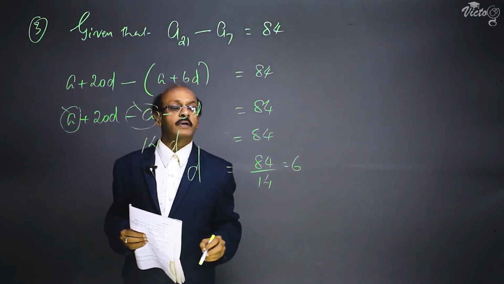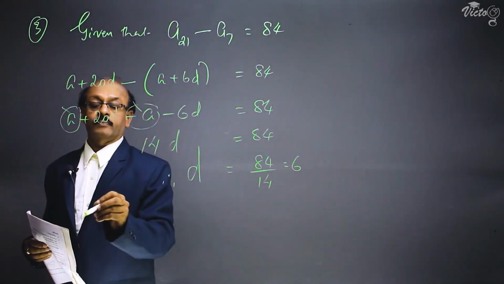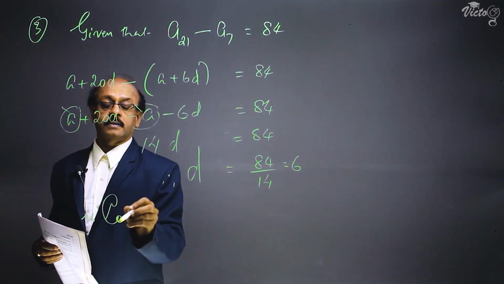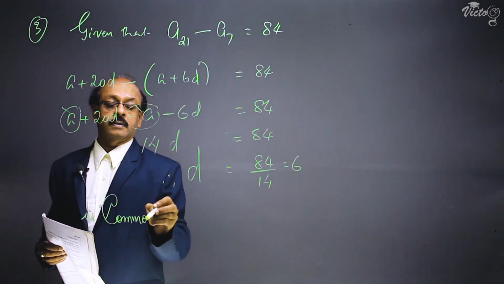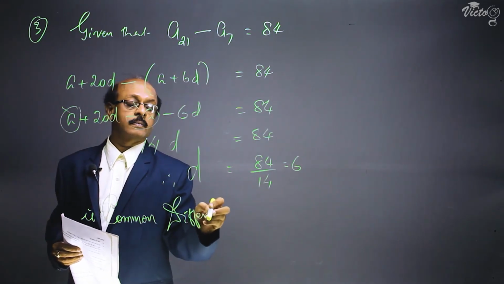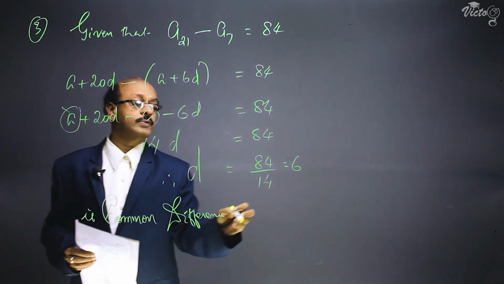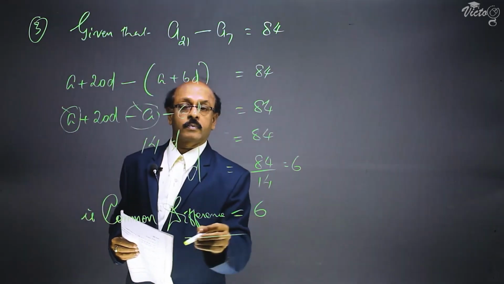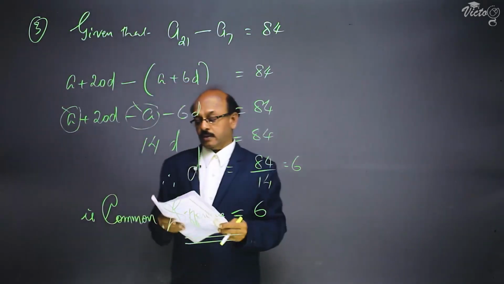That means the common difference is equal to 6. This is also a one-mark question.